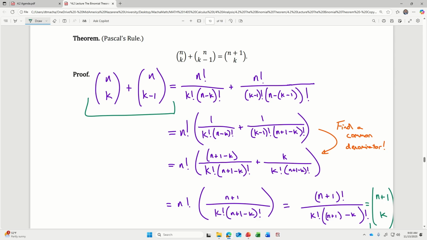Is there any step in this proof that you want to talk about? Anything you don't understand here? Where did the factorial go in the last step? Because there's like 3 of them there. Factorial over k factorial, and then it just goes to n plus 1 over k. Oh, this isn't n plus 1 over k. This is n plus 1 choose k.